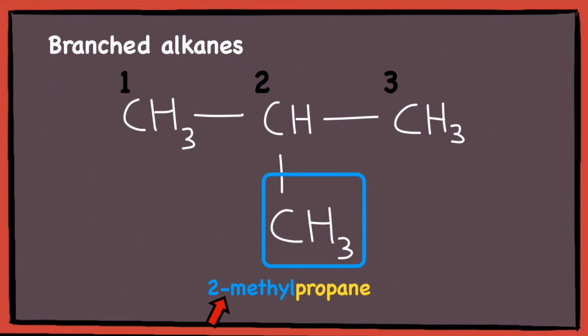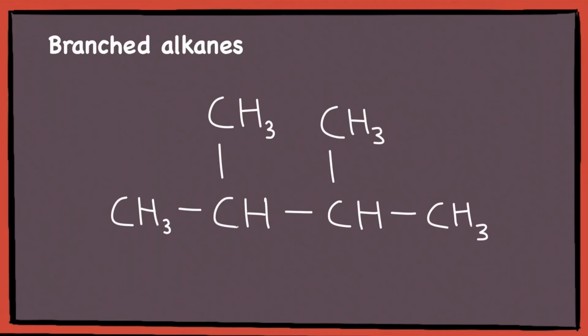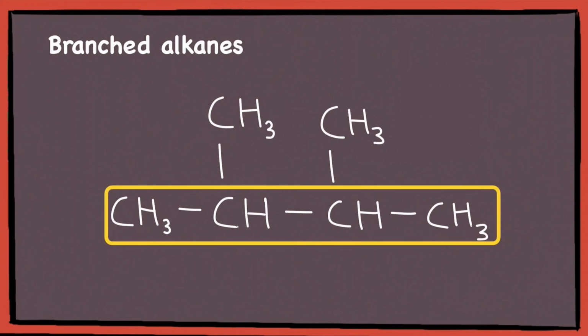Take note that hyphens are used to separate a number and a word. Hence, combining the prefix, parent chain, and suffix, this organic compound is called 2-methylpropane. For the next example, step 1, let's first find the longest carbon parent chain, which is this chain with 4 carbon atoms here. Hence, our parent chain will be called but. Then, step 2, since it's an alkane, the suffix will be called ane.